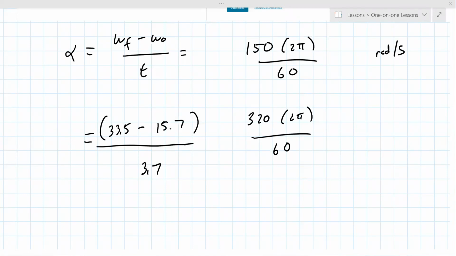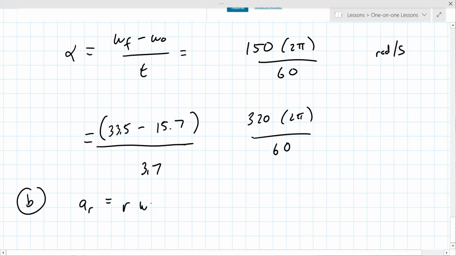Okay, part B. What is part B? Finding the radial component of linear acceleration. Okay, so they want you to find in part B AR. AR is R times omega squared. We've got the radius, but we don't have W, or do we? Nope. So W final is equal to W initial plus alpha times T.